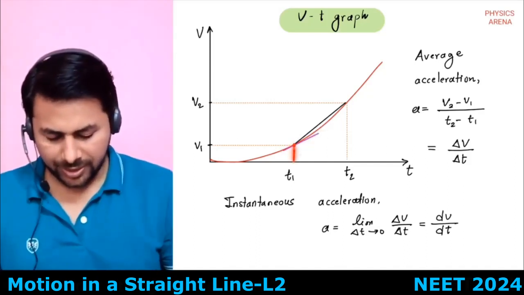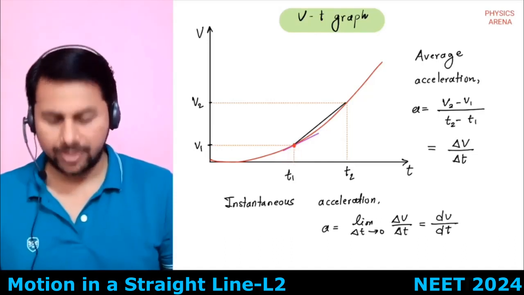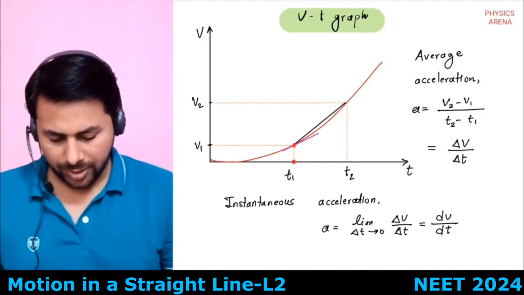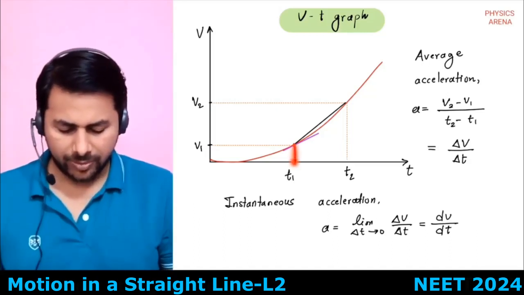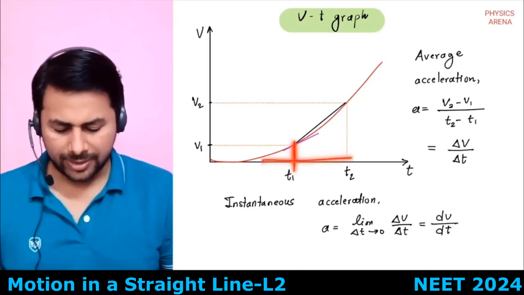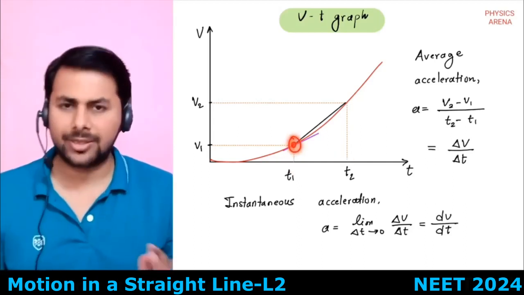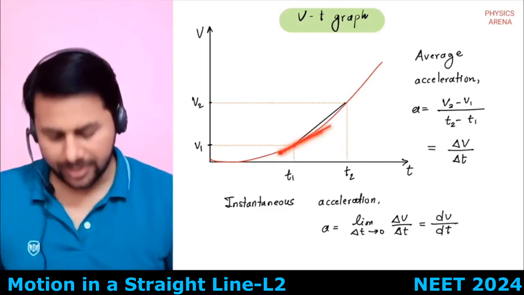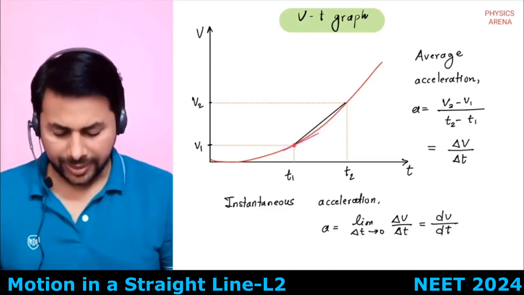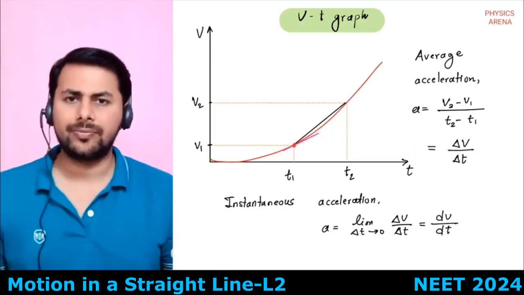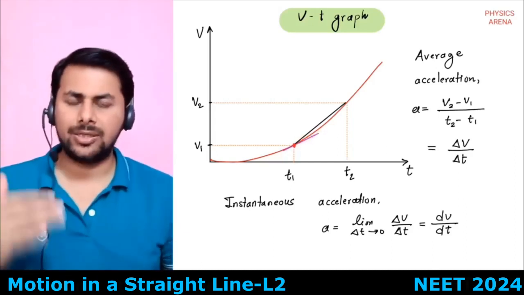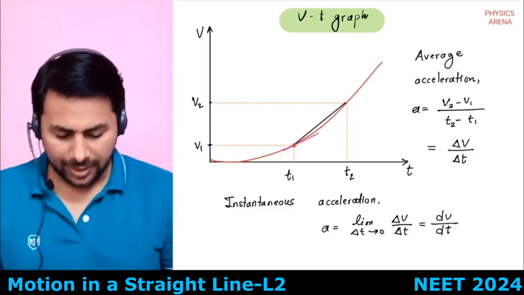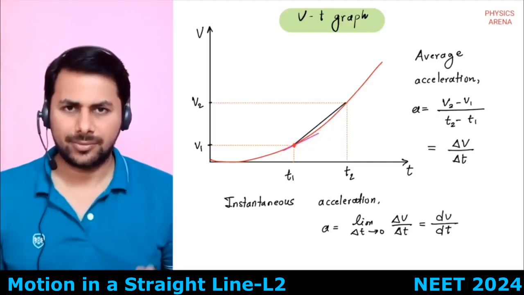So I want to find out instantaneous acceleration at this time. What will I do? I will take this time and draw a perpendicular to the time axis. It meets the graph at this point. I will draw a tangent to the graph at this point, and the slope of this tangent will give me the instantaneous acceleration at this time.